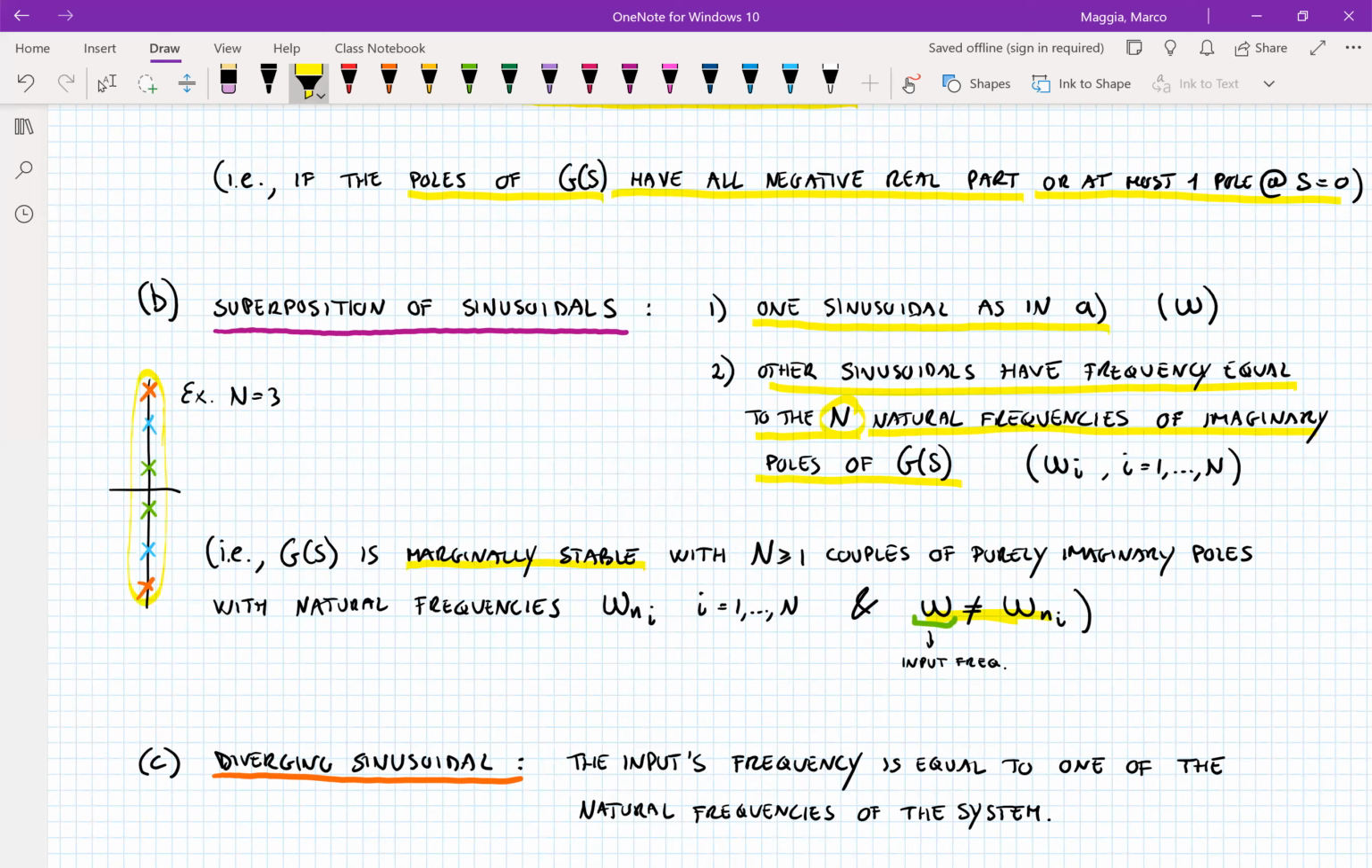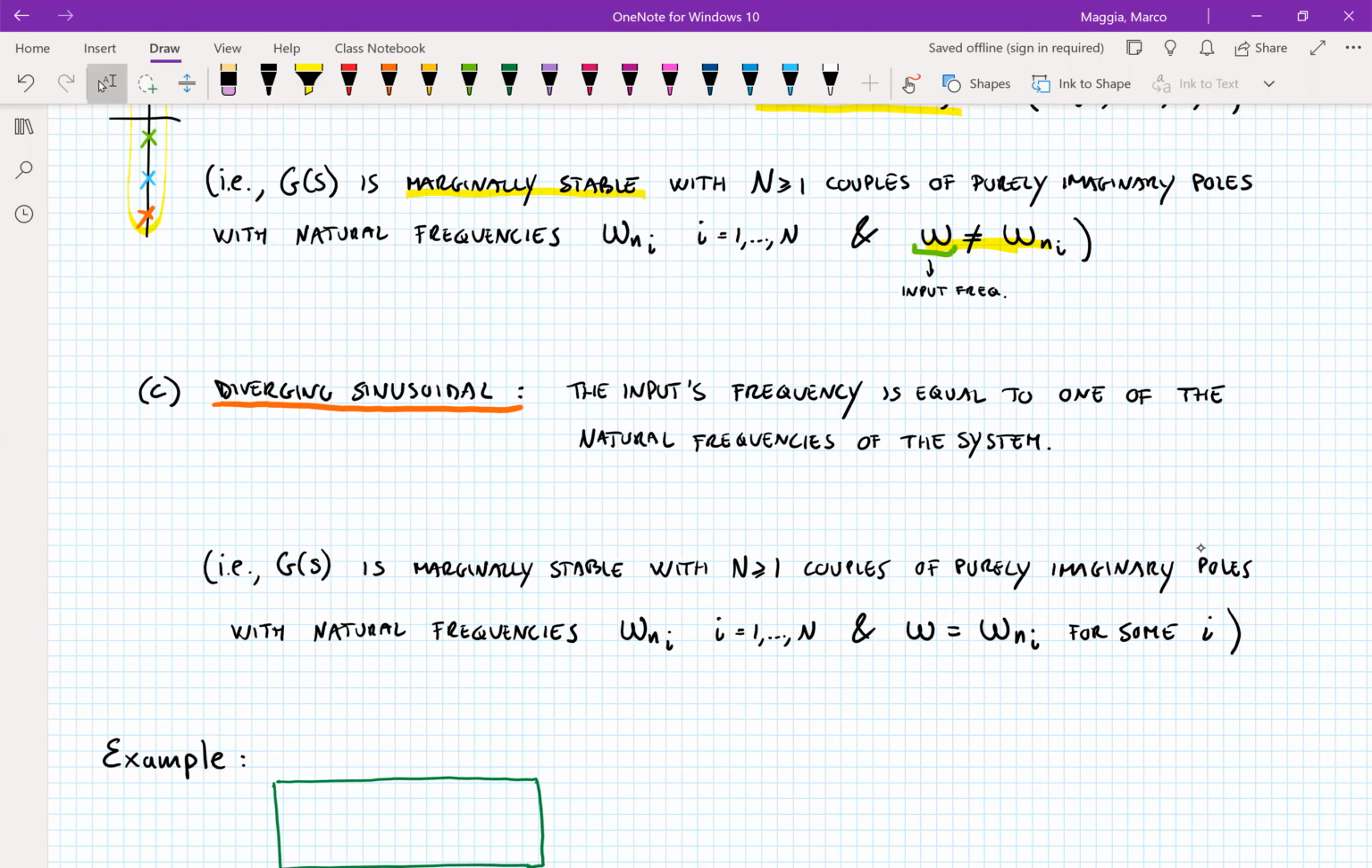Because if that happens, then we go to case number C, where there's just a resonance, and the response just goes to infinity. So we really don't want that from happening. So if G of S is marginally stable with n greater or equal to 1 couples of purely imaginary poles with natural frequency omega i, with i going from 1 all the way to n, and the frequency of the input wave equals one of the natural frequencies characterizing the system, then unfortunately the output just goes to infinity.